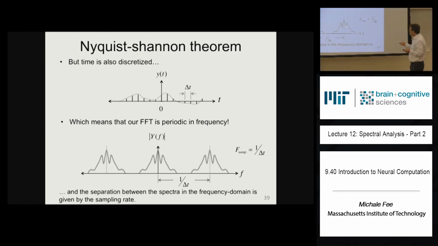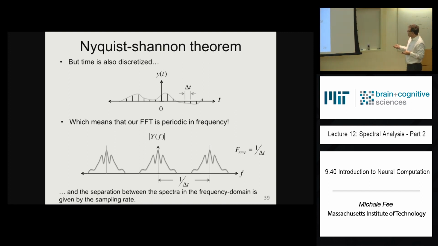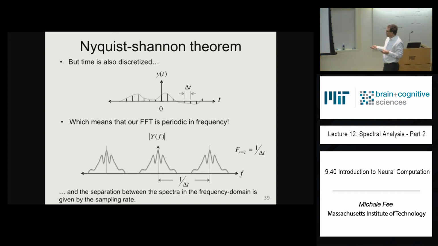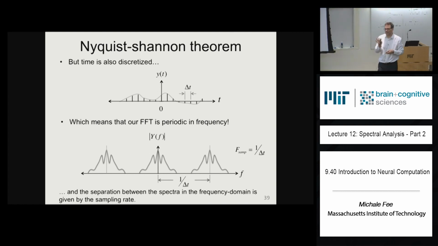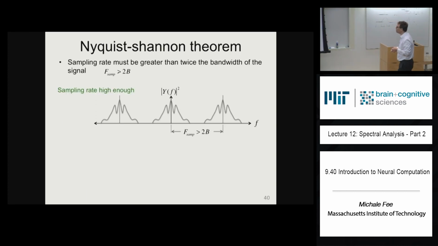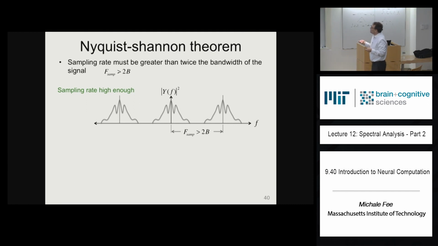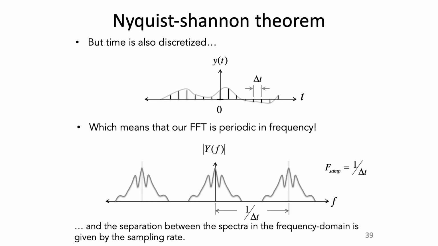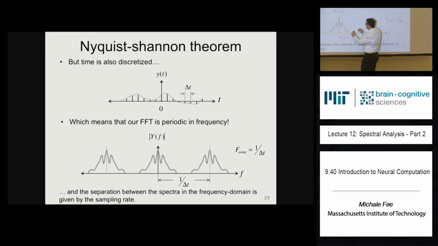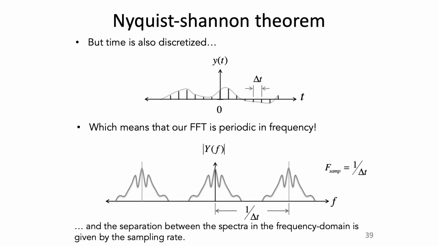It's kind of a strange concept. Okay. So the separation between those copies of the spectra in the frequency domain is given by 1 over the sampling rate. Okay. All right, any questions about that? It's a little strange, but push on because I think it's going to be more clear. So what this says is that if you want to properly sample this signal in time, you need these copies of its spectrum to be far away so they don't interfere with each other.